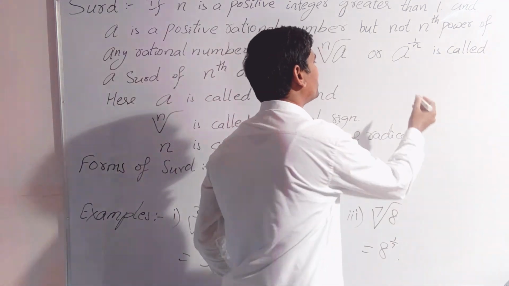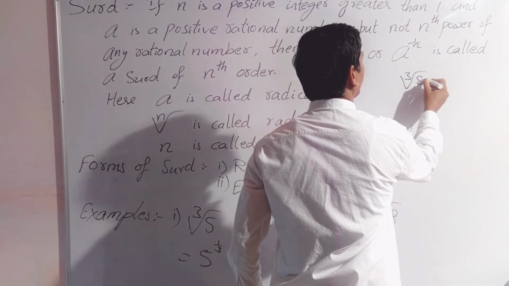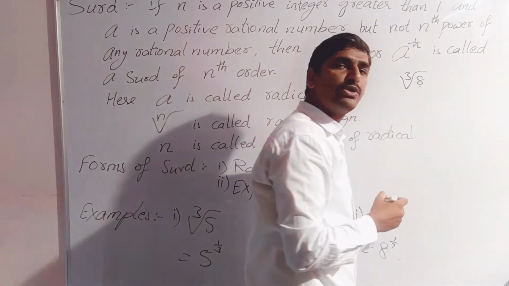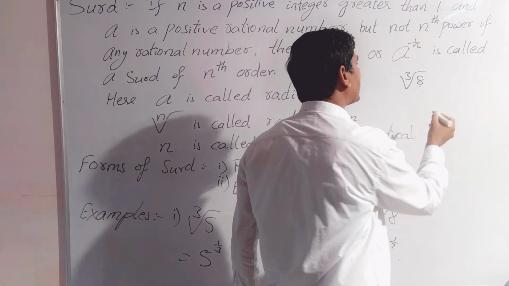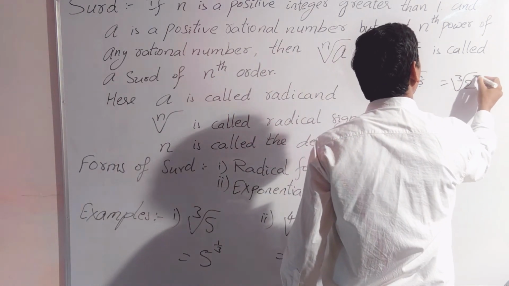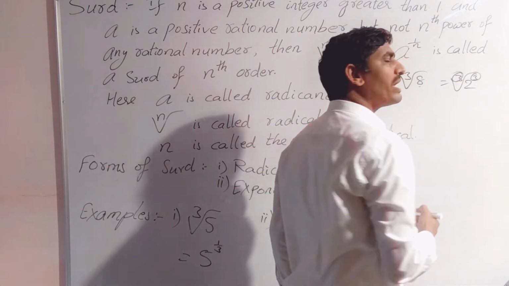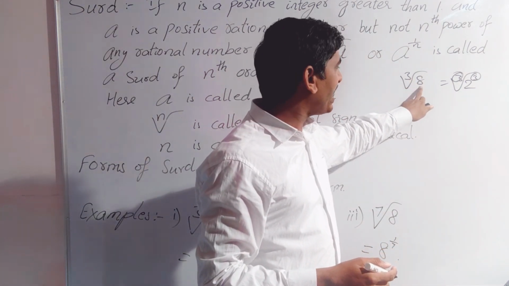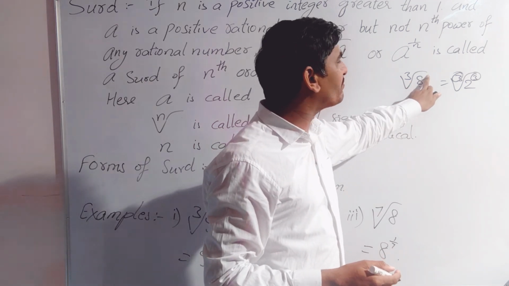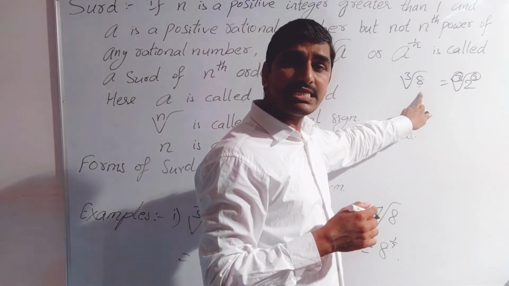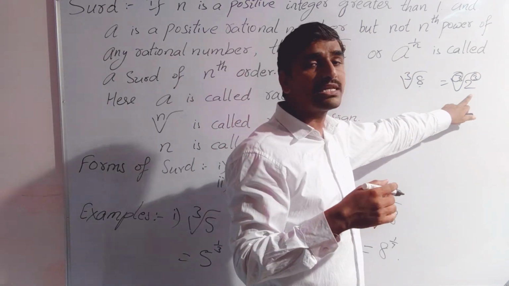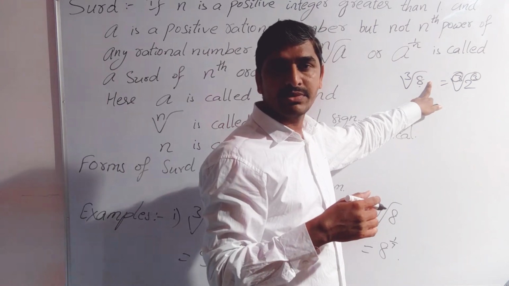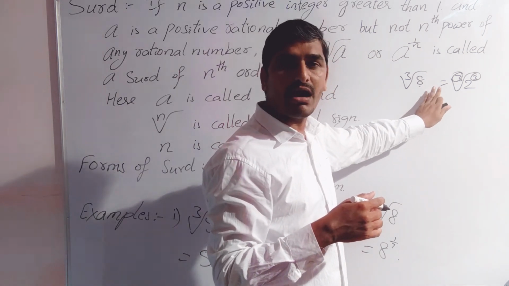Why is it so? See that. For example, cube root over 8. 8 can be written as 2 cube, 2 into 2 into 2. We get cube root over 2 power 3. Observe this, both are the same. 8 is the third power of another rational number 2. So here cube root over 8 is not a surd. Such types of problems are not surds.